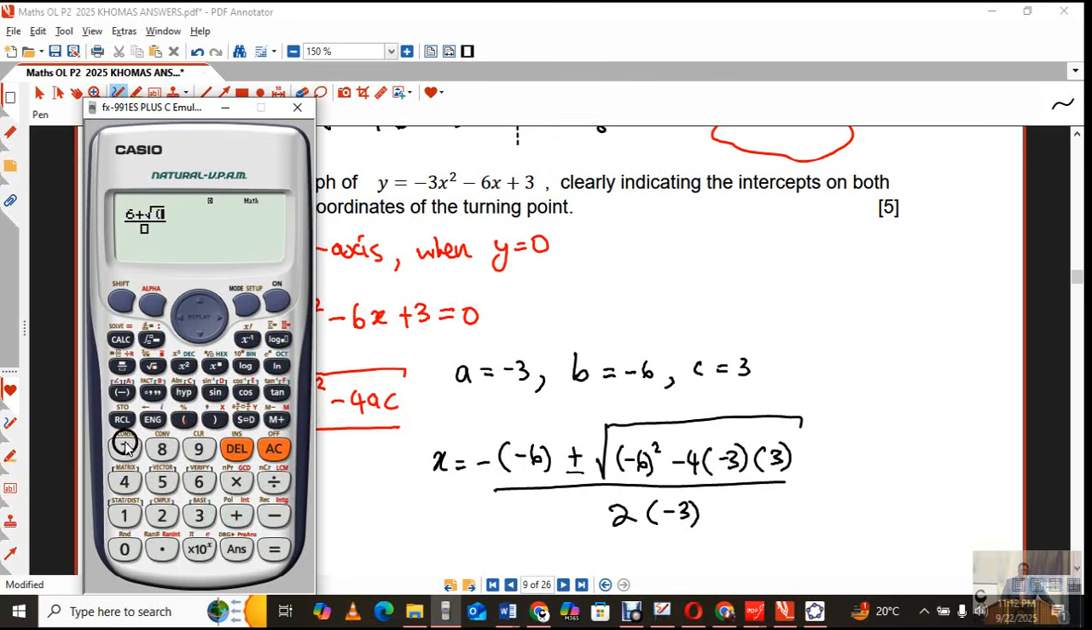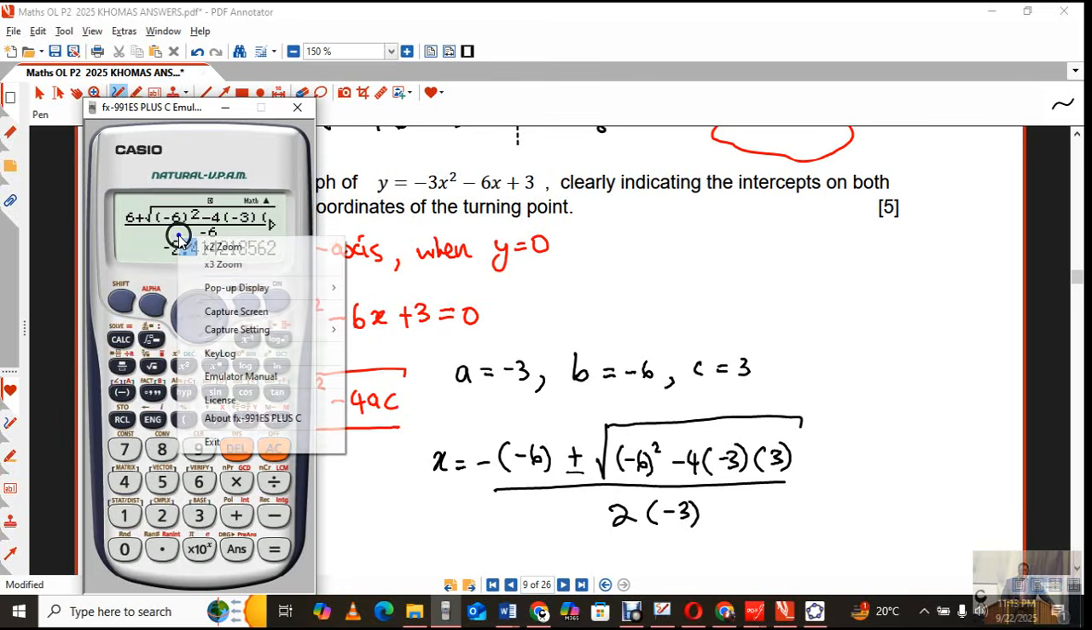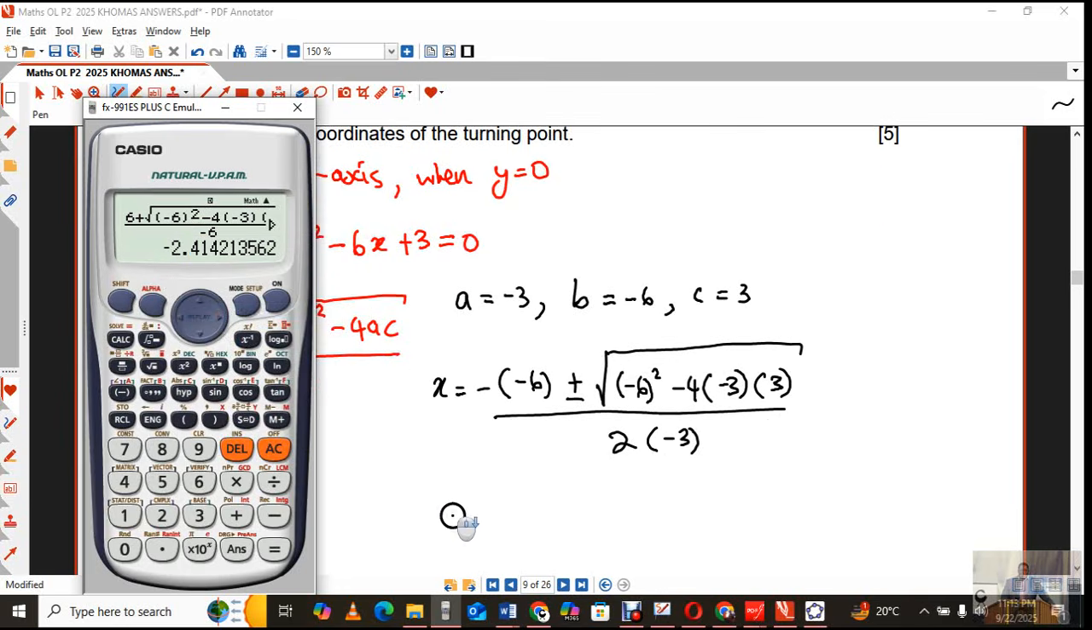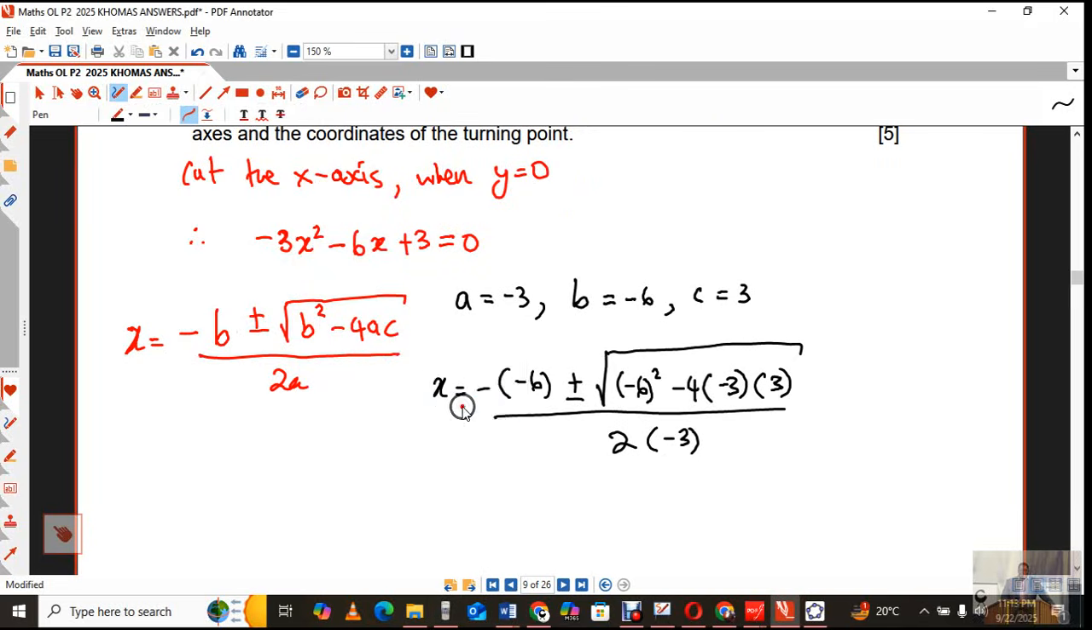And then it's going to be negative 6 squared, okay, minus 4 times negative 3 times 3. It's very important that you understand how your calculator works. This is negative 6 under. Some calculators imply you must find the numerator first and then divide by that. All right, so one answer will be, I can hit that. So one answer is, okay, I'm just going to paste it over here.